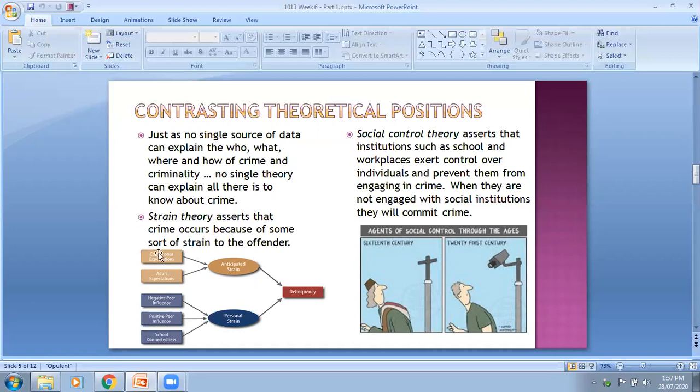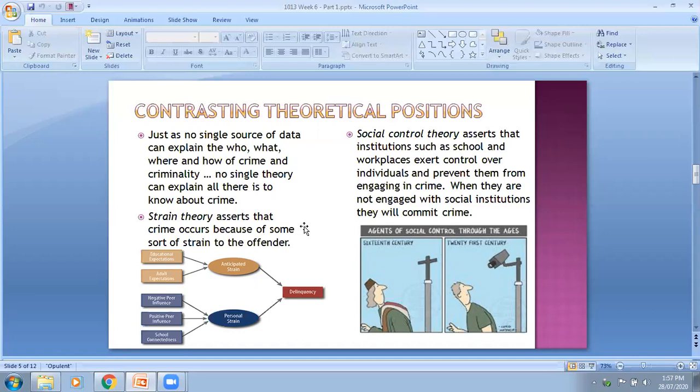So strain theory, which we will do more of next week in sociological theory, it asserts that crime occurs because of some sort of strain to the offender. And it could just be that you've got someone who really wants something. We went through this in, I can't remember, a couple of decades ago with Nike basketball boots.